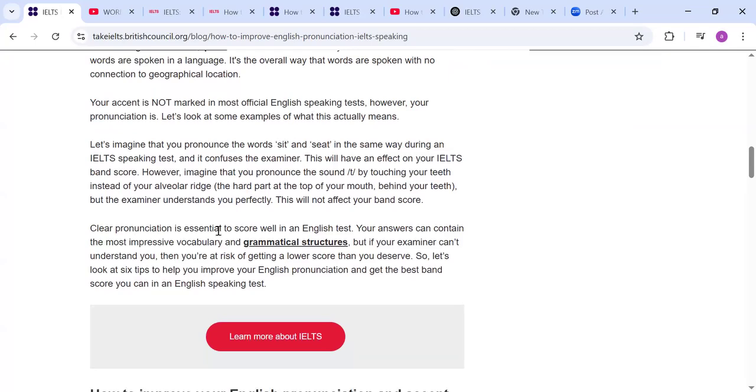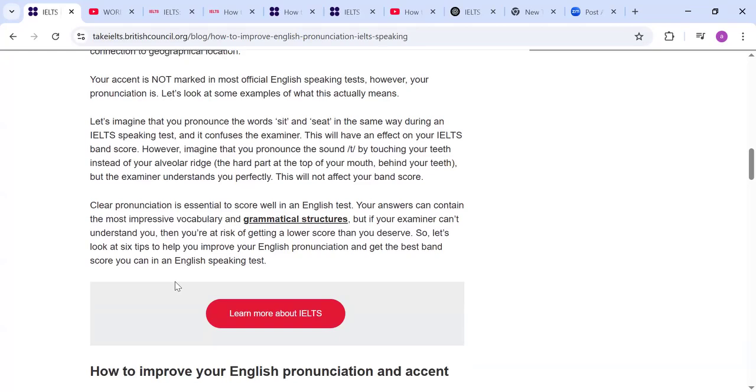Clear pronunciation is essential to score well in an English test. Your answer can contain the most impressive vocabulary and grammatical structure, but if your examiner can't understand you, then you are at risk of getting a lower score than you deserve. So let's look at 6 tips to help you improve your English pronunciation.